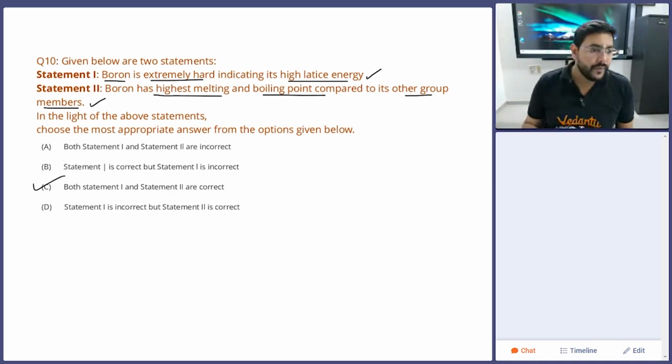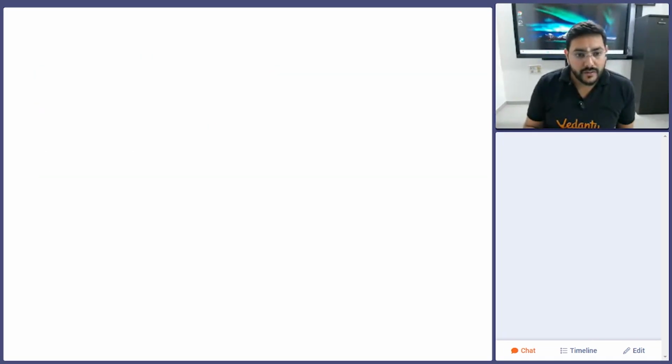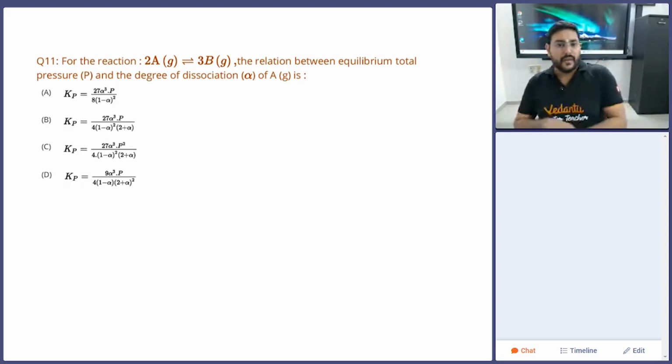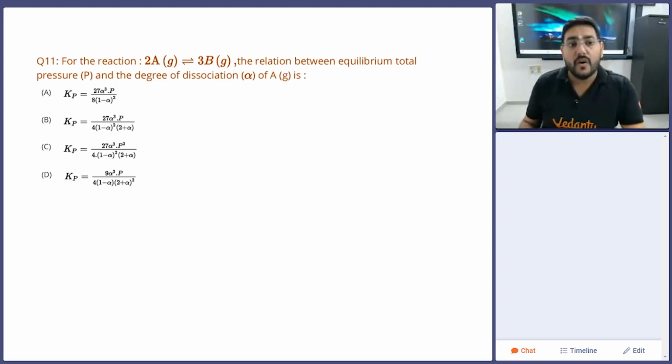Now, moving towards the next question. This is a very interesting question. What the question is saying: for the reaction 2A gas giving 3B gas, what is the relation between the equilibrium total pressure and the degree of dissociation? So here 2A gas dissociates into 3B gas. Do you agree with me?